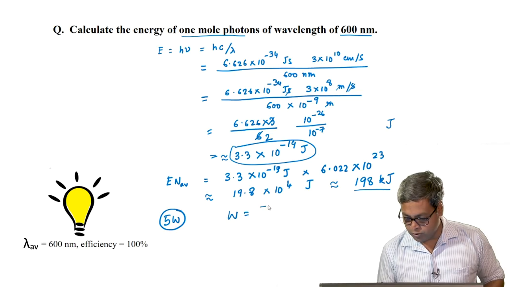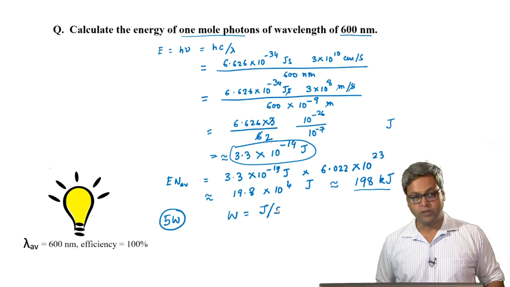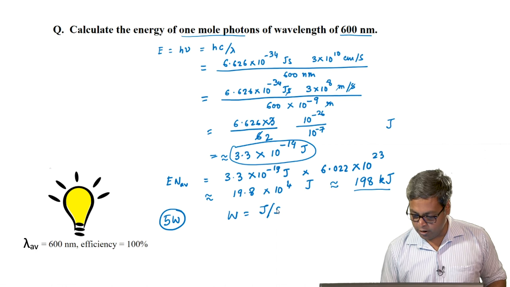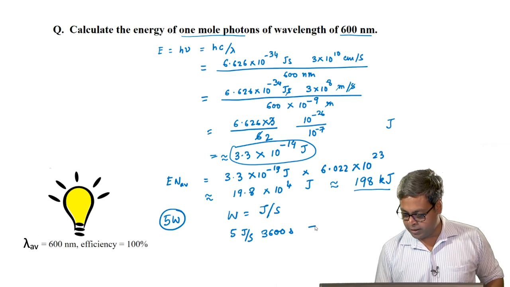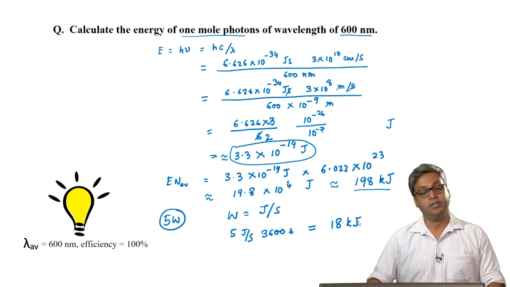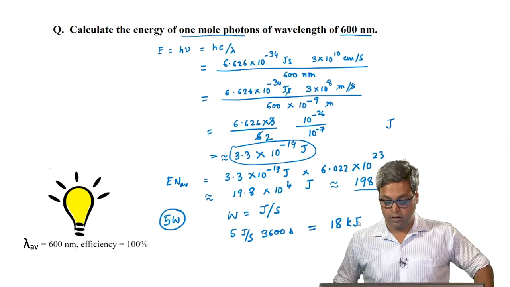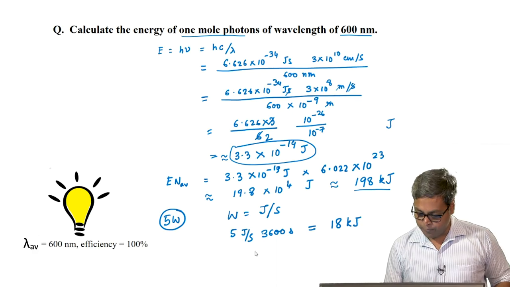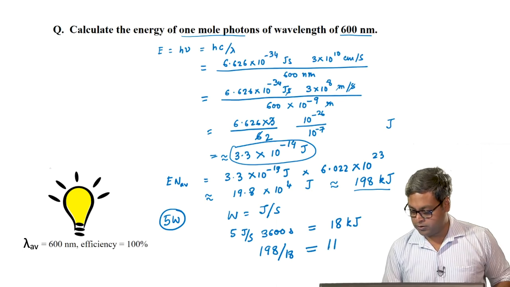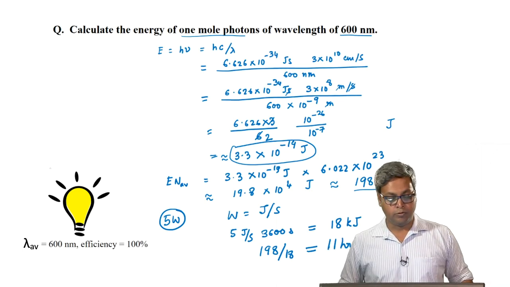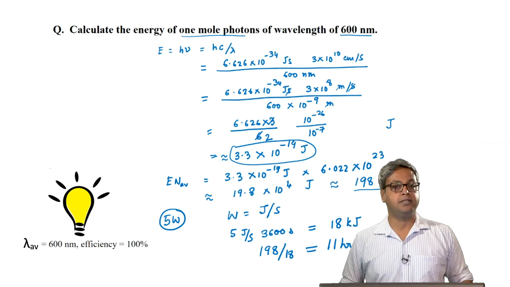What is joules per second? Let us say how many photons are created in 1 hour. In 1 hour, there are 3600 seconds and the power of the bulb is 5 joules per second. If we multiply that, we get 18 kilojoules of energy being created in 1 hour. So, it will take approximately 198 by 18, that is approximately 11 hours for the bulb to create 1 mole of photons when the output is at 600 nanometer.